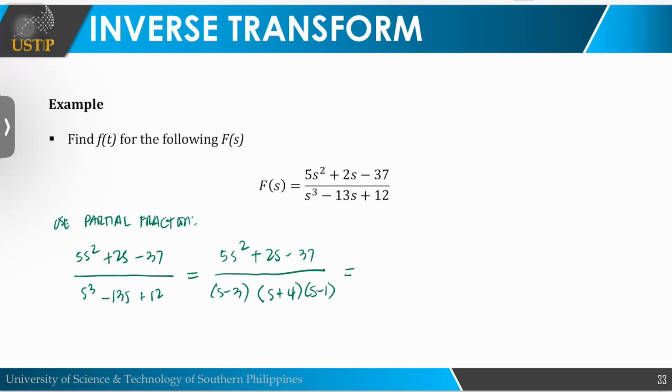Okay? So what we will do is, again, use partial fractions. So that is A over s minus 3.